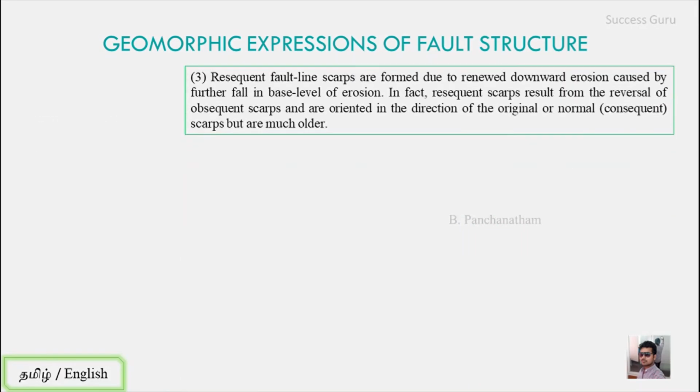The next one is the recurrent fault line scarp. Recurrent fault line scarps are those that are formed due to the renewed downward erosion that is caused by the further fall in the base level of erosion. In fact, the recurrent scarps result from the reversal of the subsequent scarp and are oriented in the direction of the original or normal scarp but are much older in time, right? So this is actually the reversal of the previous case where the erosion is once again renewed by the fall in the base level.